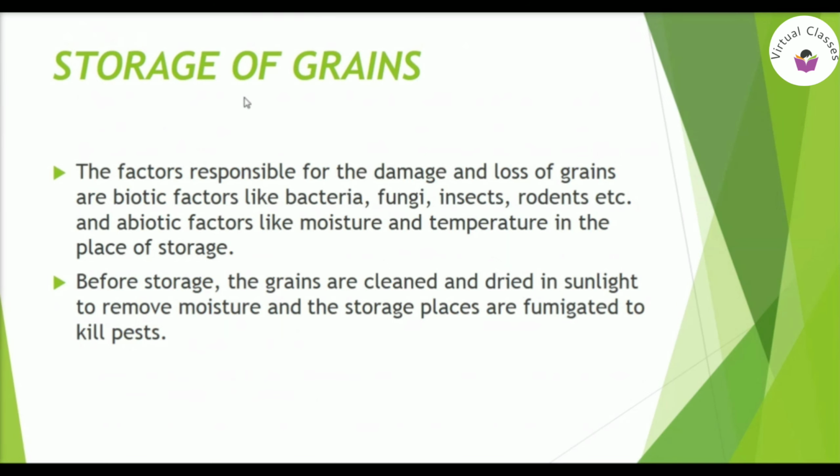Now the crop that has been harvested needs to be stored well. So let's come to storage of grains. The factors responsible for the damage and loss of grains are biotic factors like bacteria, fungi, insects, rodents, etc., and abiotic factors like moisture and temperature in the place of storage. Before storage, the grains are cleaned and dried in sunlight to remove moisture, and the storage places are fumigated to kill pests. This was the first part of the video.